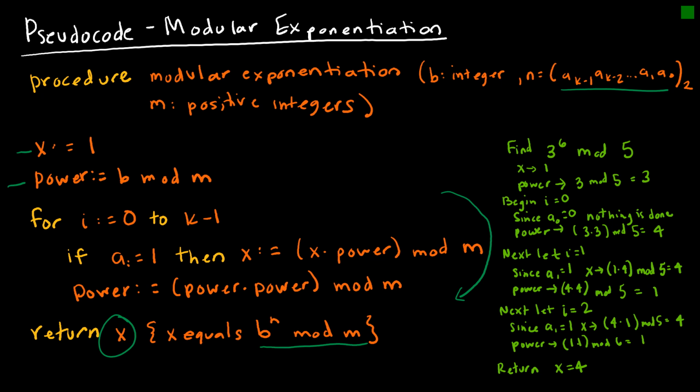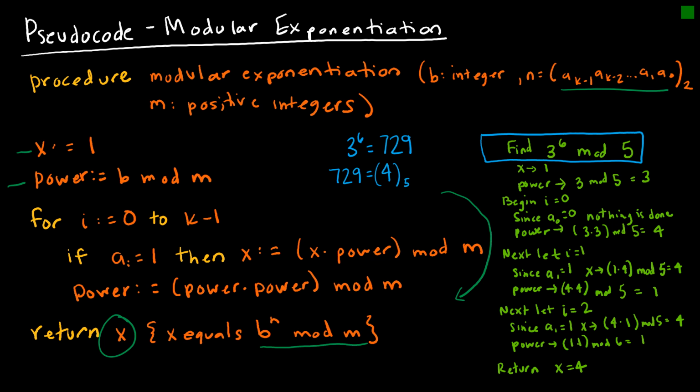So let's take a look at an example where we want to find 3 to the 6th mod 5. Now before we actually do this using the algorithm, let's take a look at 3 to the 6th. 3 to the 6th is 729. If I wanted to know 729 mod 5, I would divide it by 5 and find the remainder, and of course that would be 4 mod 5. So I know that my answer should be 4 when I get to the end of this. But again, I want to make sure that my algorithm returns that value.